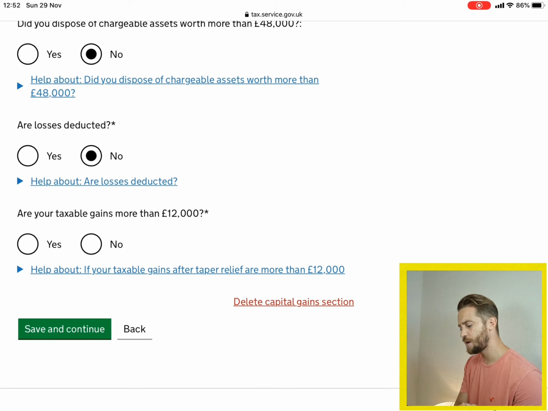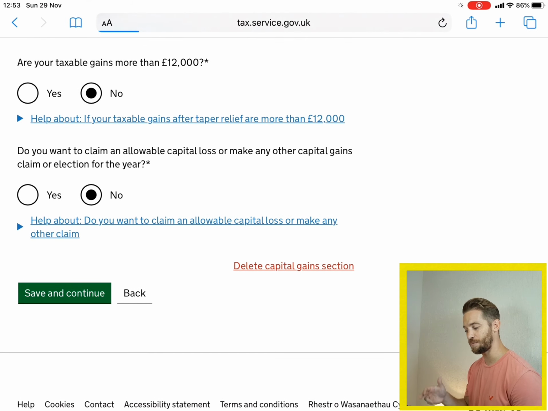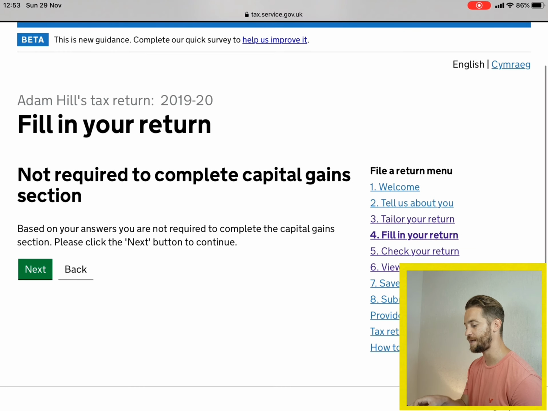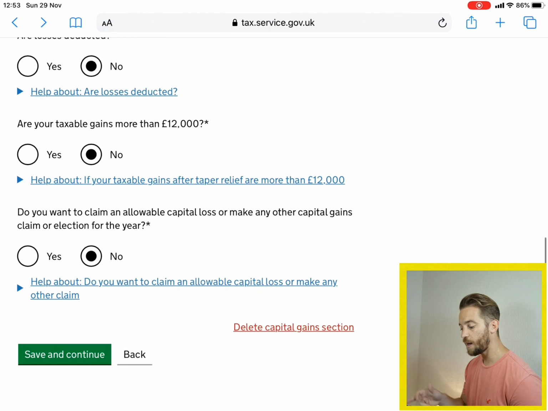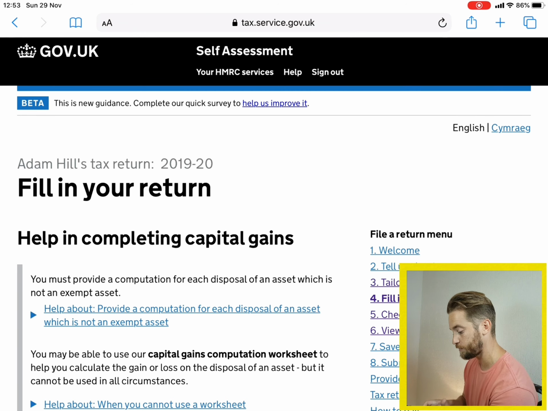Are your taxable gains more than £12,000? Now, £12,300 is actually your allowance in the current tax year, but last year, the 2019-20 tax year, was £12,000. That's why it's asking me. So if you made a gain of less than £12,000, then let me show you. You'll say no. If you're not going to claim any losses, it's going to tell you that you don't actually need to complete this section, not required to complete capital gains section. But if I go back and say that my gain was more than £12,000, then it's going to ask me more questions and ask to provide more details.